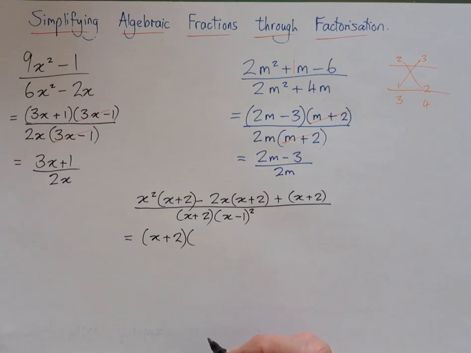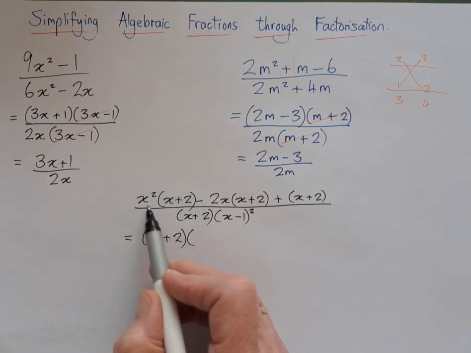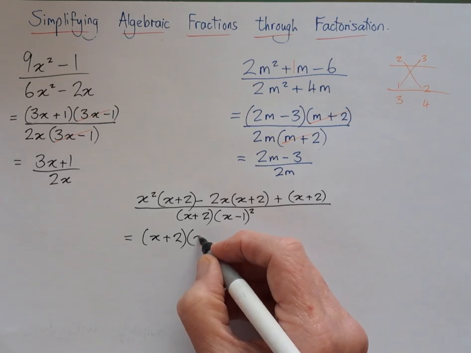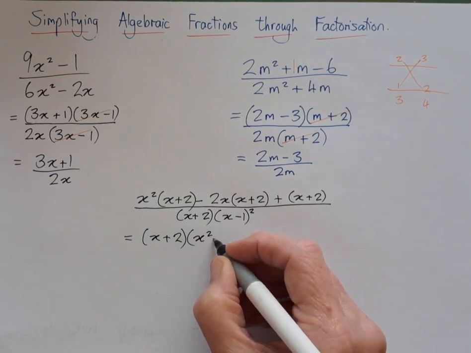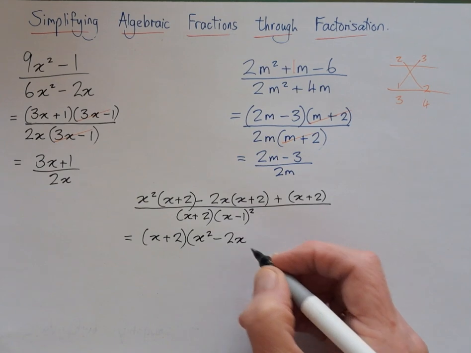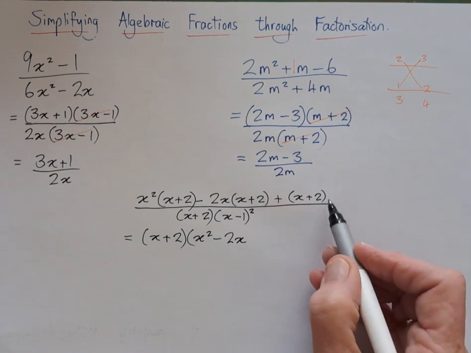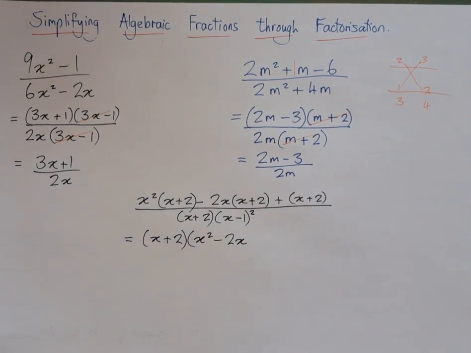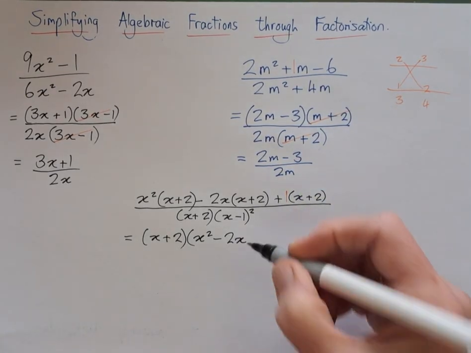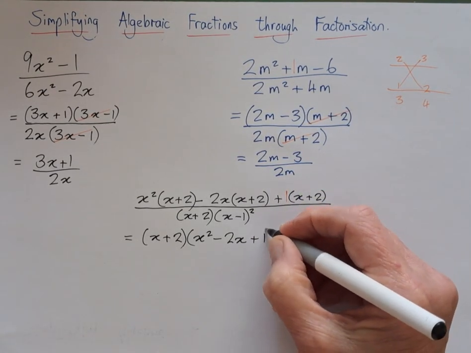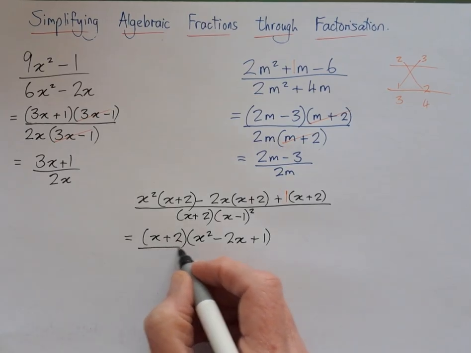And then in the other bracket, we're going to write down what's left over from each term. So taking out x plus 2, I'm left with x squared. Taking out x plus 2, I'm left with minus 2x. And then again, be so careful here. Taking out x plus 2, remember there's an imaginary 1 standing in front of that bracket. So I'm left with plus 1.